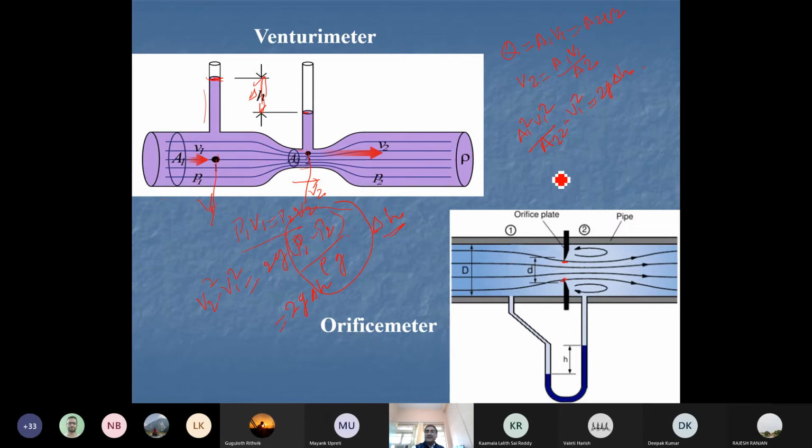Now we can as well write V1 square is equal to A2 square 2g root H by A1 square minus A2 square. Or say simply we can write V1 is equal to A2 root 2g delta H divided by root of A1 square minus A2 square. This is velocity. So now find out the discharge.